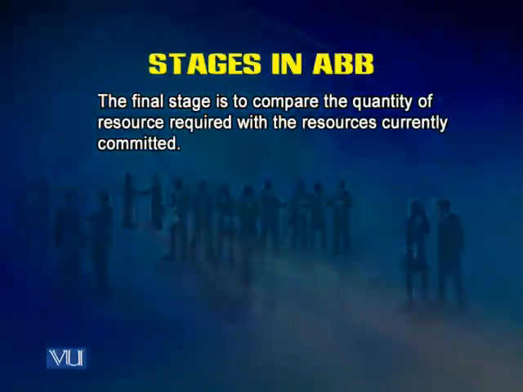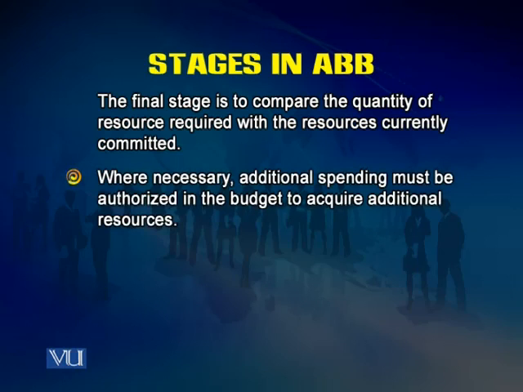Activities are made available directly related to the quantities required for production. Inefficiencies can be reviewed and perhaps overcome, and therefore this represents a more effective and efficient way of arriving at the budgeted amounts. The final stage is to compare the quantity of resources required with resources currently committed. Where necessary, additional spending must be authorized in the budget to acquire additional resources.